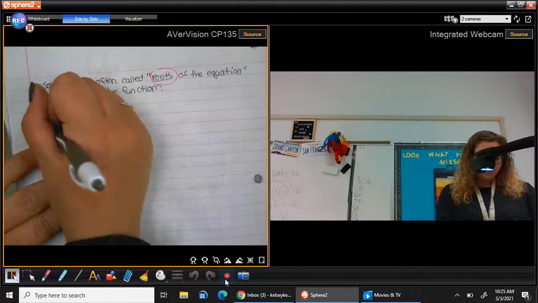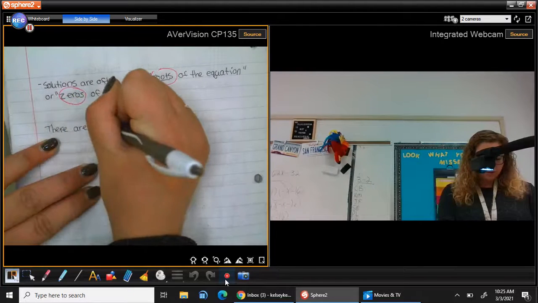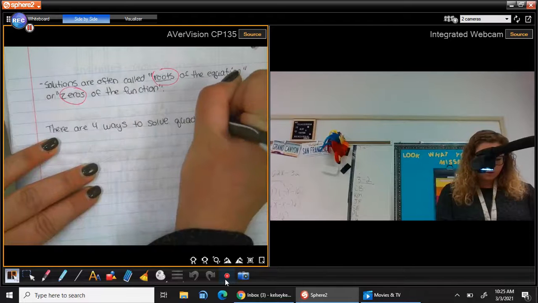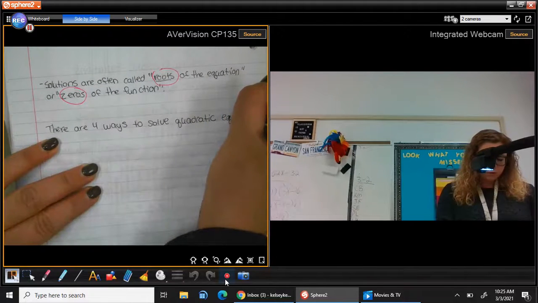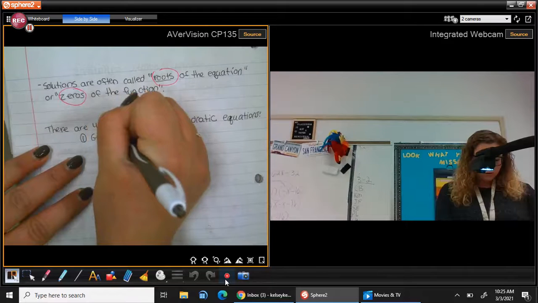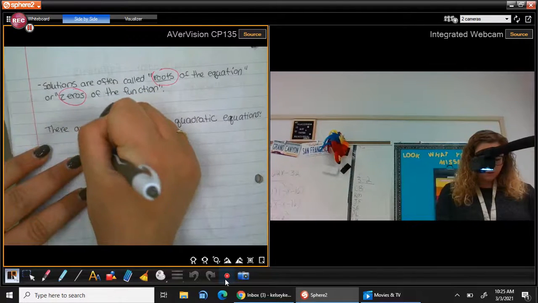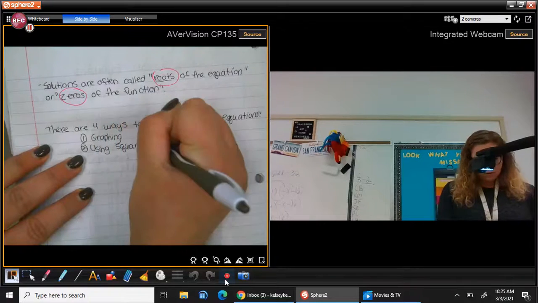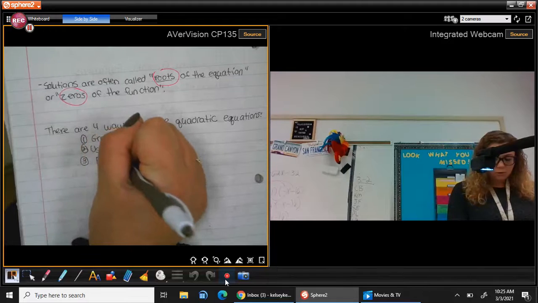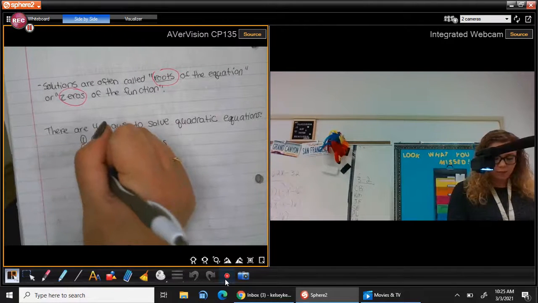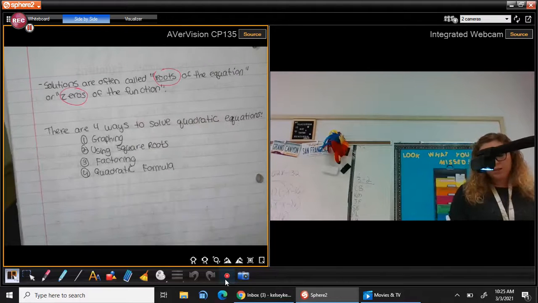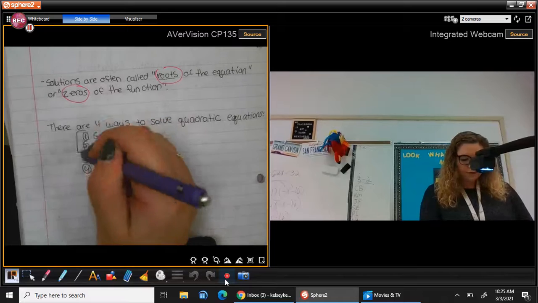Okay, so there are 4 ways to solve quadratic equations. Okay, one is graphing. Secondly, using square roots, which is my favorite. Thirdly is factoring. And then lastly is the quadratic formula. Okay. Today we're just going to talk about 2 methods, and that is graphing and using square roots.